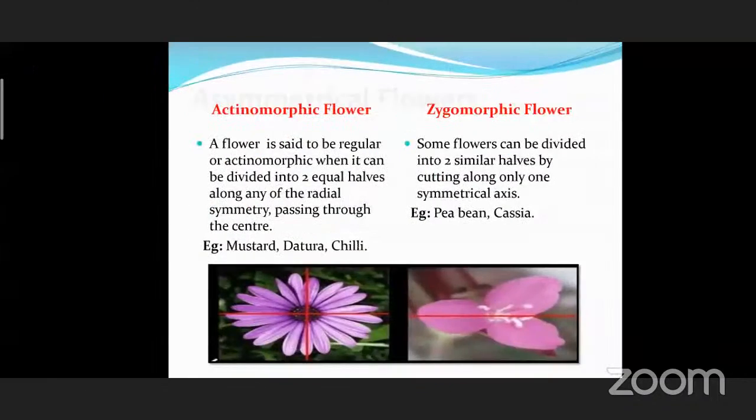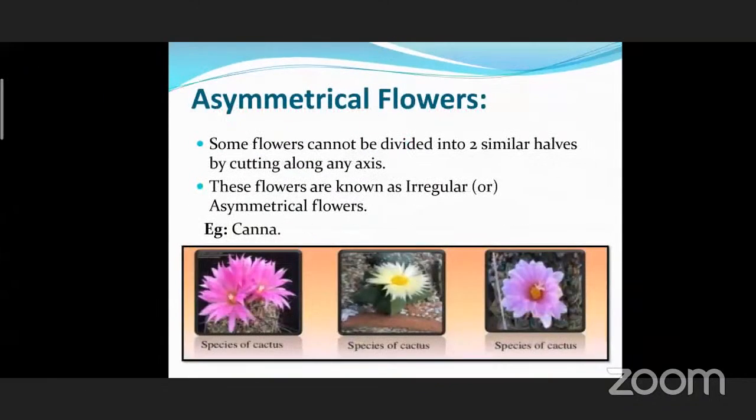We will go to the next slide. See here, asymmetric flower. Some of the flowers cannot be divided into two similar halves by cutting along any axis. These flowers are known as irregular or asymmetric flowers. Example, Canna. Another example, cactus. These are asymmetric flowers.